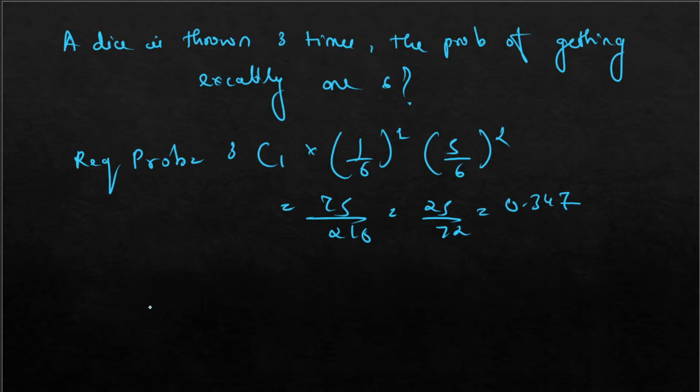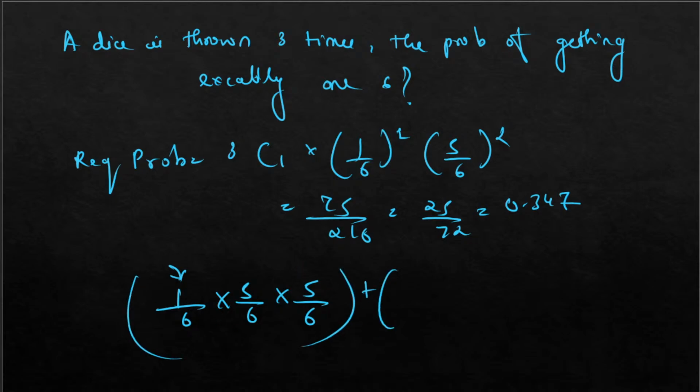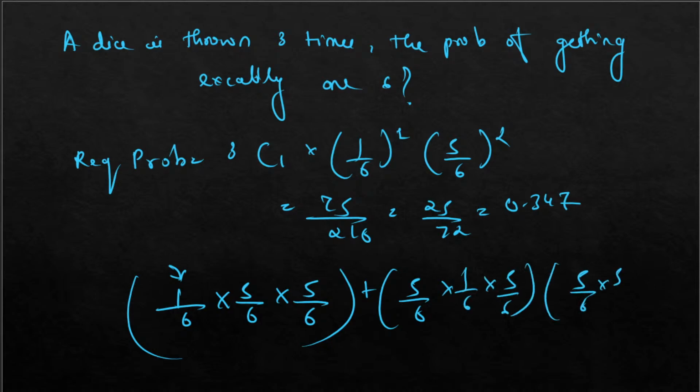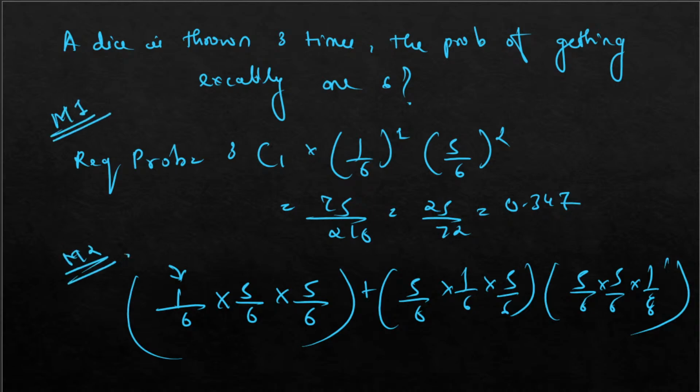And method 2, what it can be: one time it is thrown, it is 1/6, second time it is thrown, it is 5/6, third time it is again 5/6. Okay, exactly one 6. So first time it is coming, second time it is not coming. Okay, second is first time not coming, second time coming. Okay, after is first time not coming, second time not coming, third time coming. So like this. So this is method 1 and this is method 2. Any of the methods you can solve.